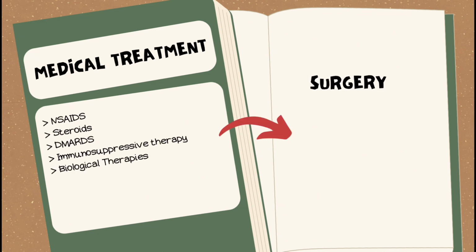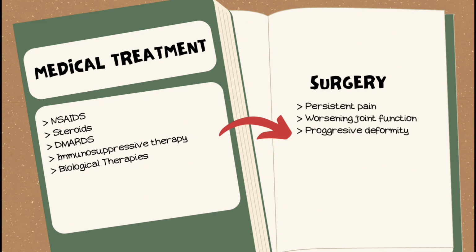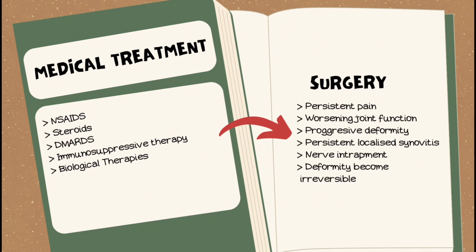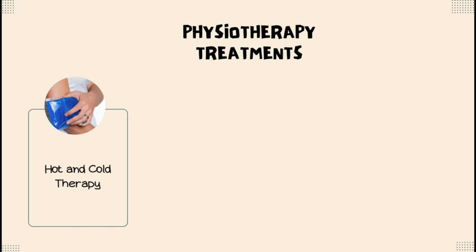However, surgery will be done if the patient develops persistent pain, worsening of joint function, progressive deformities, persistent localized synovitis, nerve entrapment, or deformities that become irreversible. The physiotherapist plays a vital role in treating the patient. The physiotherapist treatment involves hot and cold therapy. Heat can relax muscles and help lubricate joints, while cold can reduce inflammation, swelling, and pain.